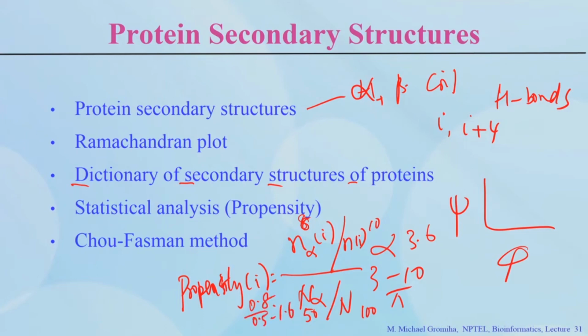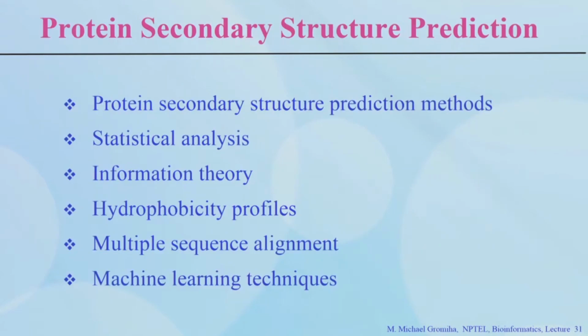So, is it a preferred one or not? It is a preferred one, because it is more than 1. So, you can see this is a preferred one. Likewise, you can do it for all the residues as well as the different secondary structures, right. So, Chou and Fasman derived this method, named after their names, the Chou-Fasman method.